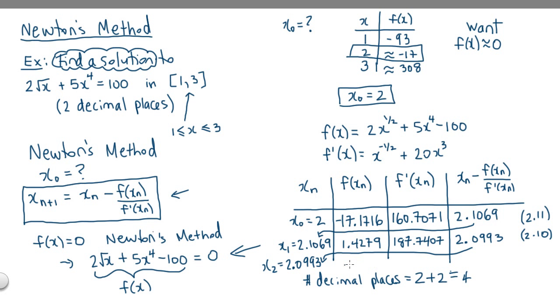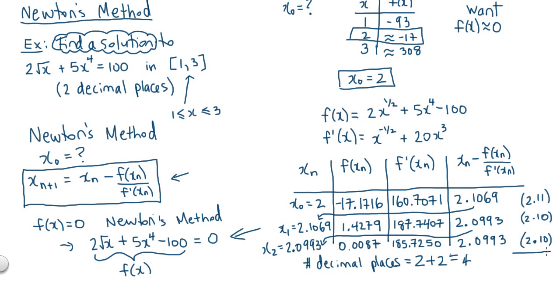When we plug x2 into our function, we get 0.0087. When we plug x2 into our derivative, we get 185.7250. And then when we do this calculation here, x2 minus the value of the function divided by the derivative, we get 2.0993. Okay, and if we were to stop the problem after this step, we would have an x value that rounds to 2.10. So happily now, we're done.